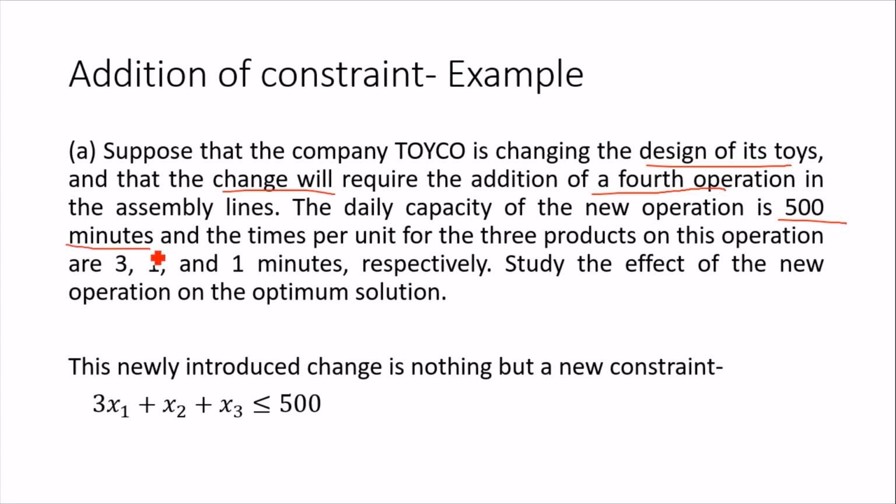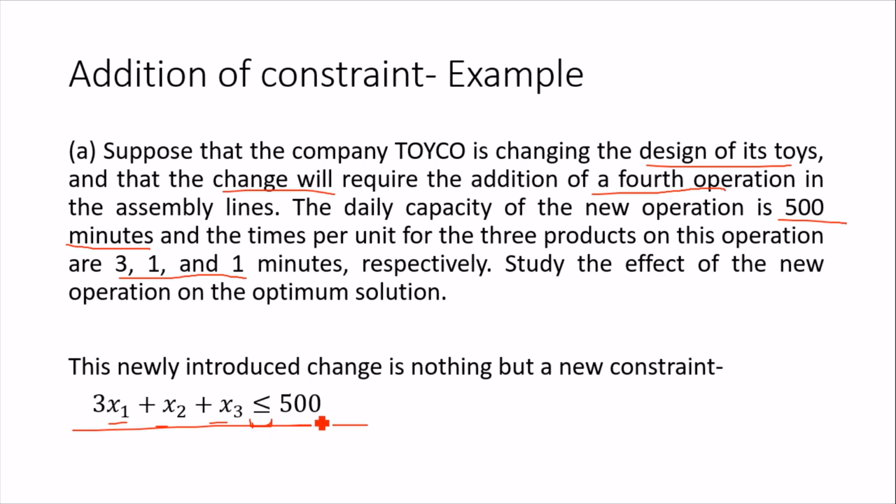So this 500 is going to be the right hand side of the constraint, and the times per unit of the three products are 3, 1 and 1. So that means this is the newly introduced constraint which we have to add into the system. And since this is the daily capacity, obviously this constraint is less than or equal to type.